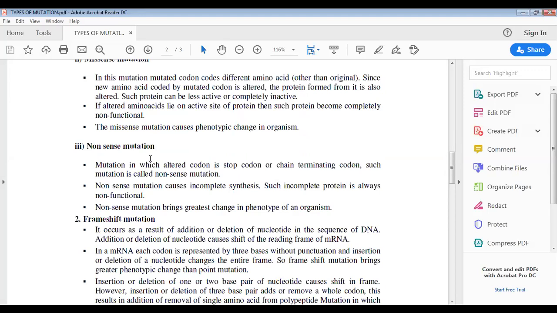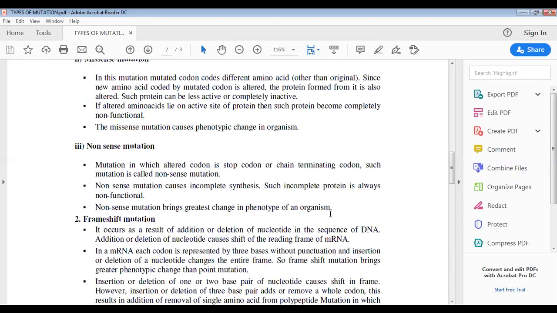Next is nonsense mutation. It is a mutation in which the altered codon is a stop codon or chain terminating codon. Such a mutation is called nonsense mutation. Nonsense mutation causes incomplete synthesis, meaning nothing has been completely formed. Some incomplete proteins are formed, and they are generally non-functional. This brings the greatest change in the phenotype of an organism. If such a mutation takes place, it will form a greater change in the phenotype, that is, the morphological characteristics of an organism.